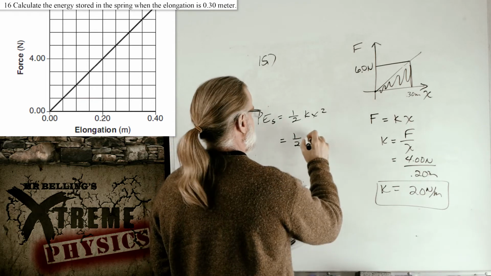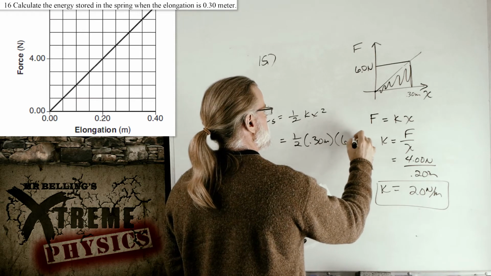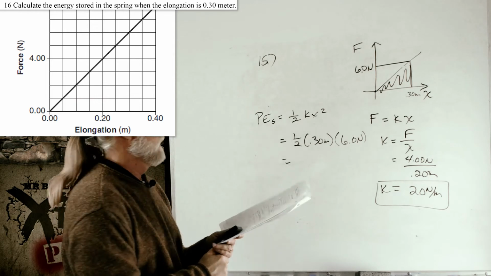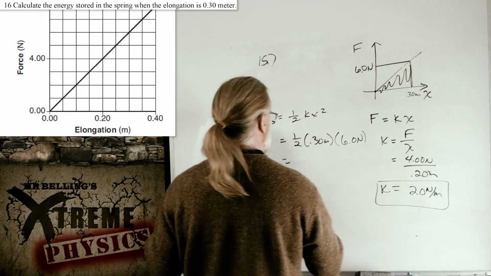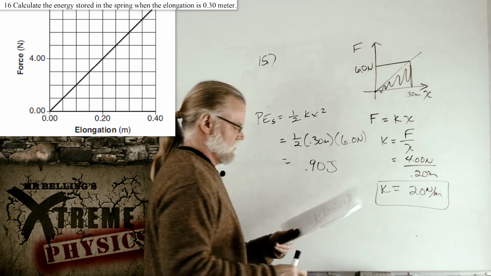1/2 base times height. Base is 0.30 meters. Height is 6 newtons. We're taking the integral. We're doing calculus, aren't we? Fancy pants math people. 0.90 joules.